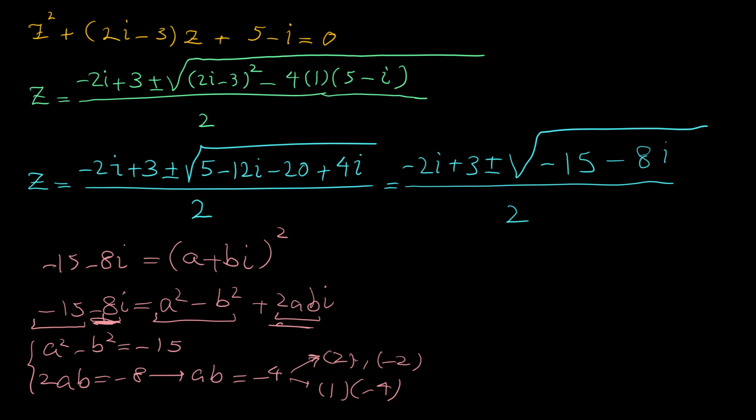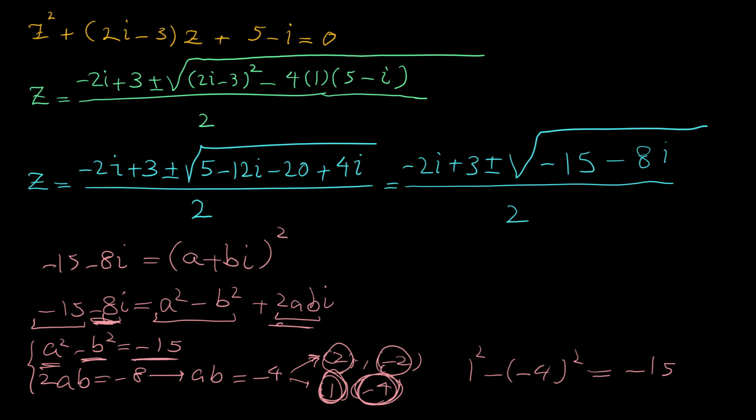Between these two pairs, which one is the answer? The one where a to the 2 minus b to the 2 equals negative 15. But 2 to the 2 minus this to the 2 is not equal to negative 15. But 1 to the 2 minus negative 4 to the 2 is exactly negative 15. So we know that a is 1, b is negative 4.